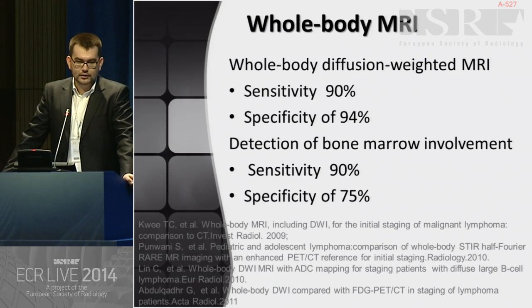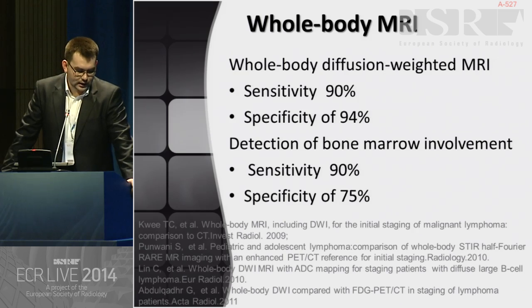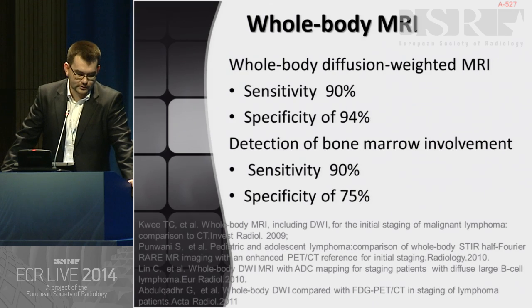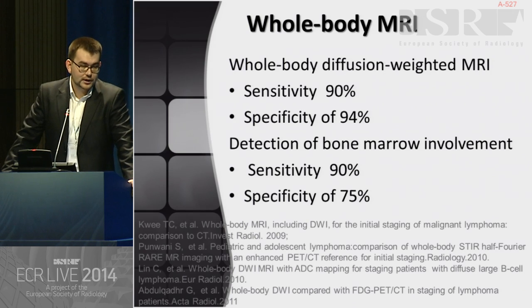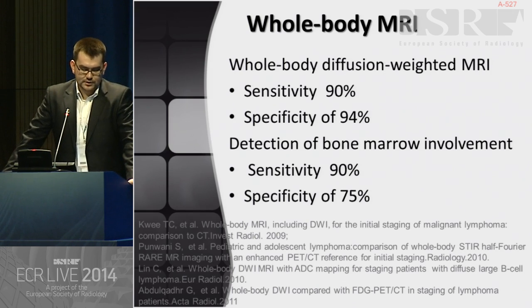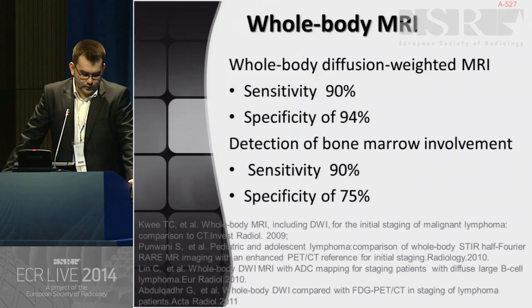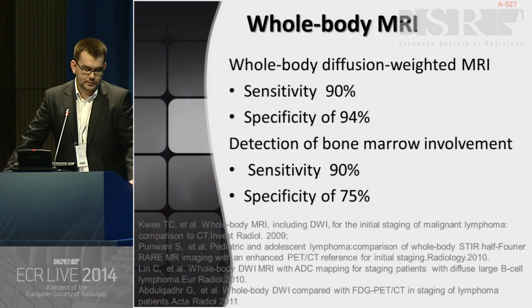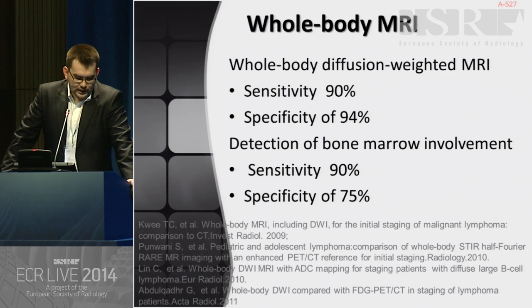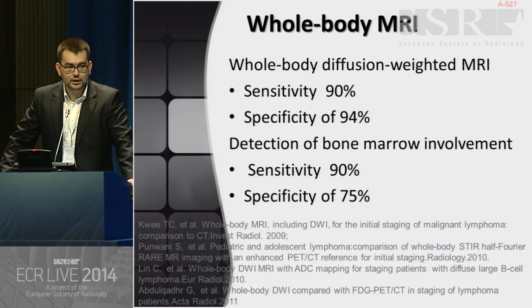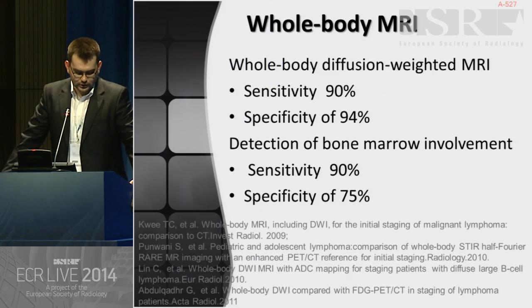Whole body MRI is currently of high research interest and might become a good alternative to CT. There is evidence that whole body diffusion weighted MRI with a sensitivity of 19% and specificity up to 94% could be as accurate as FDG PET-CT for the staging of lymphoma. MRI in a recent meta-analysis was almost equally sensitive to FDG PET-CT for the detection of bone marrow involvement in Hodgkin lymphoma, but was less specific.